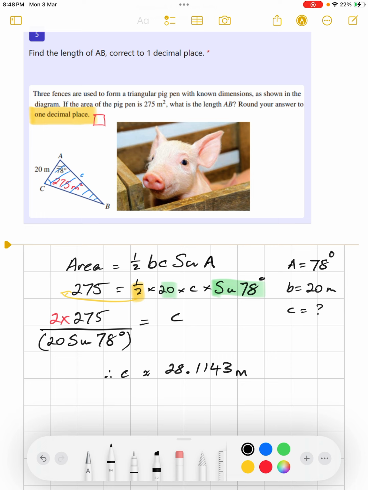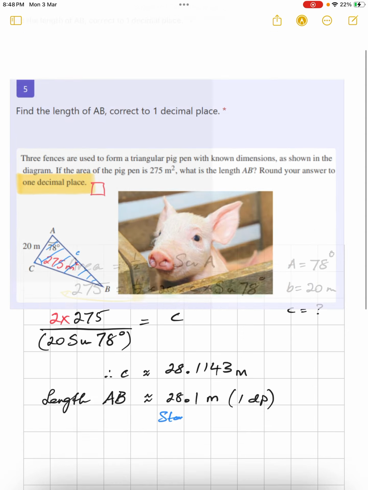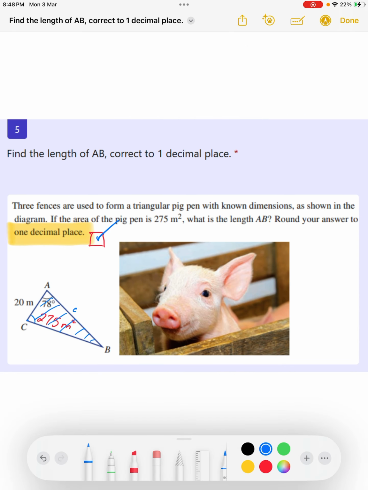And so we want one decimal place. So C is approximately 28.1 meters. And that's not so much C, so I won't say C. I'll say length AB, because they wanted the length of AB, and that's to one decimal place. So we can tick that box because we did answer it to one decimal place.